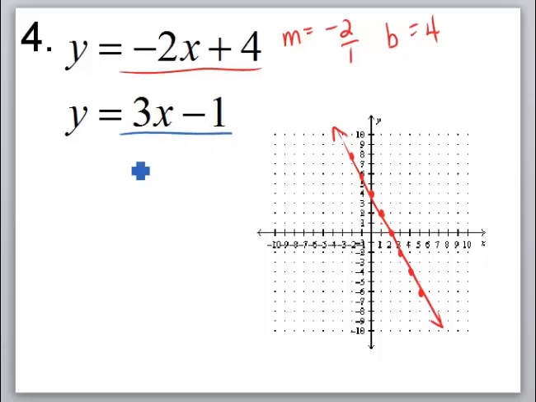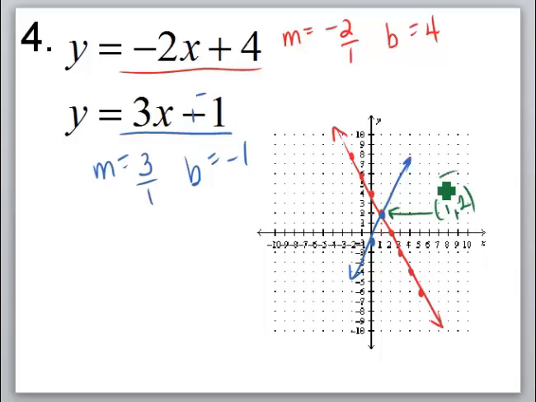The second line I'll graph in blue. My slope is 3, which is 3 over 1, and my b is negative 1. So I will plot my negative 1, and then I will go up 3: 1, 2, 3 over 1. Boom, I already have my answer. Done. Connect them, find the point of intersection. The point of intersection is right here. That would be the point (1, 2).